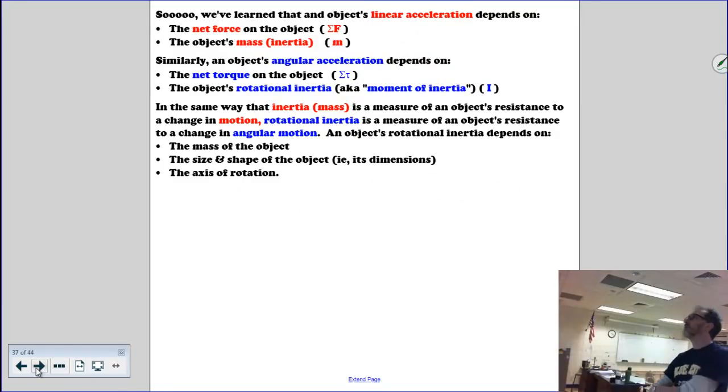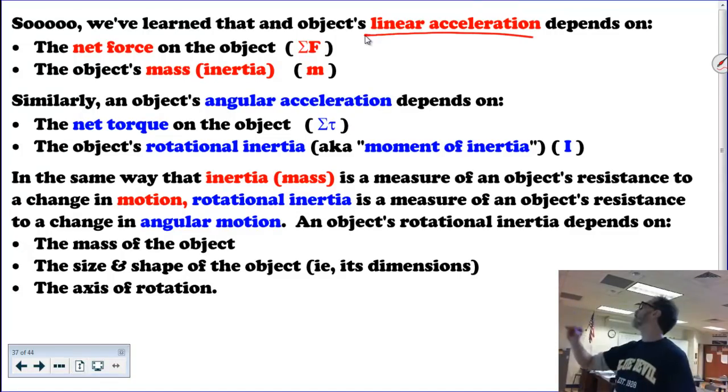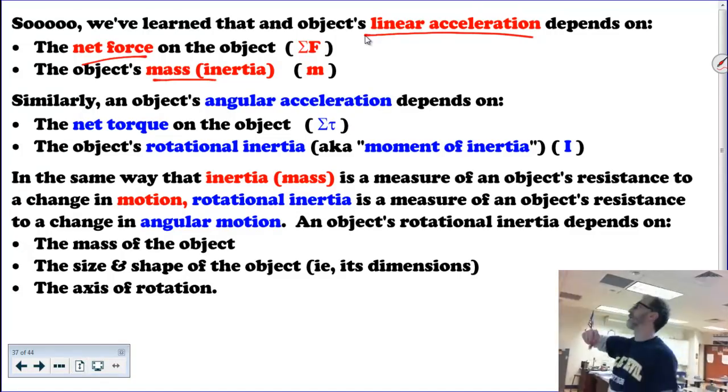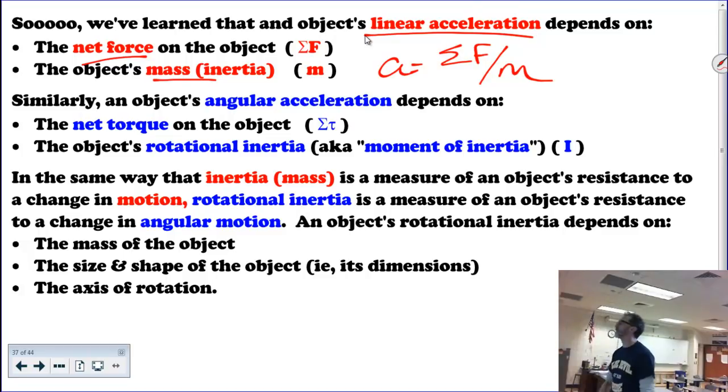So as I was just saying here, everything up here in red tells us about Newton's second law, right? So the object's linear acceleration depends on the net force and the mass. So in English, it's that equation I just had on the board a minute ago. Acceleration is net force over mass, right? More force produces more acceleration. More mass or more inertia produces less acceleration.